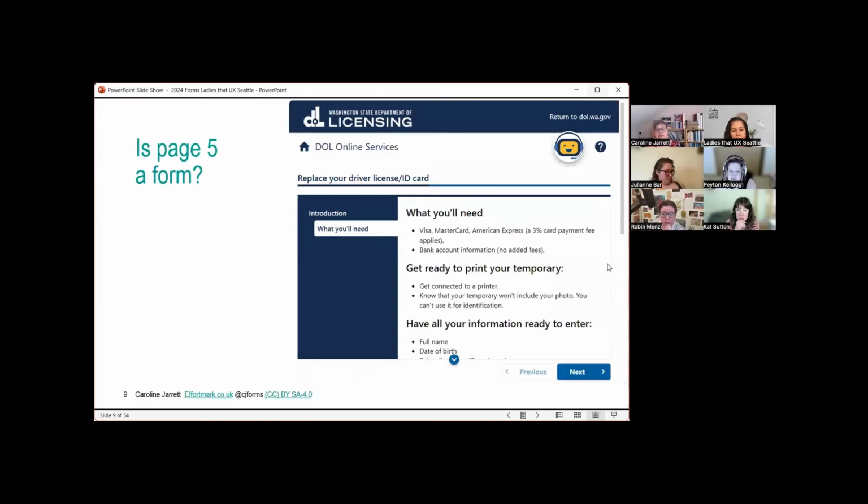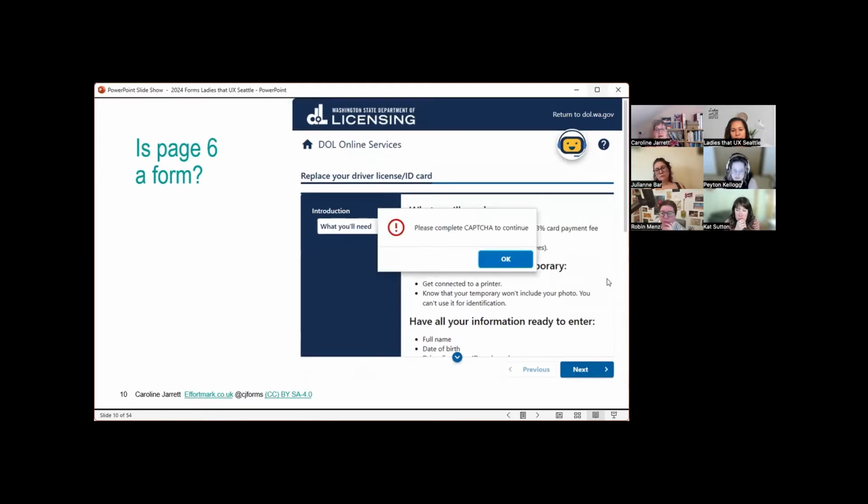What do I need? Okay, I've got to pay some money. Fair enough. I've got to print a temporary. Not sure I've heard print a temporary, but maybe that's very familiar to you if you're actually a genuine person in Washington State. So we'll find out about that in a minute. But okay, yep, next I'm going to begin. Okay. Is this page the form? Please complete a captcha to continue.